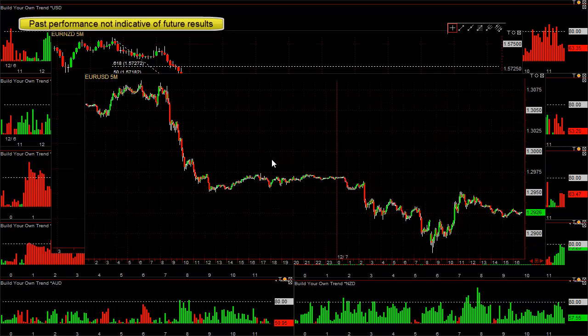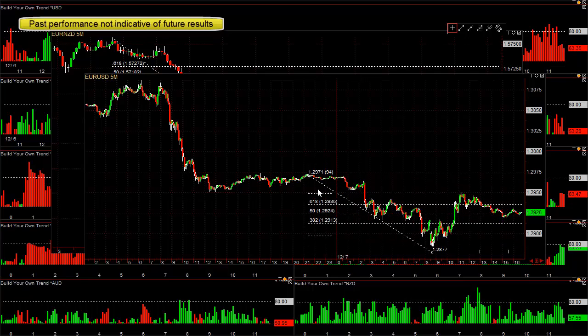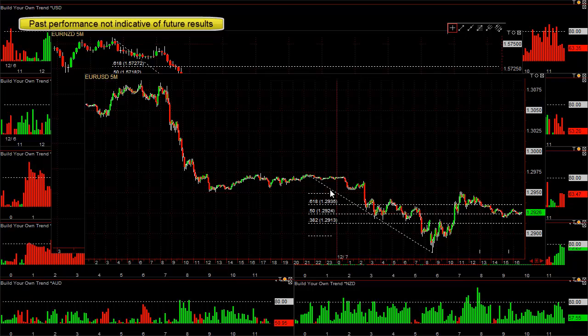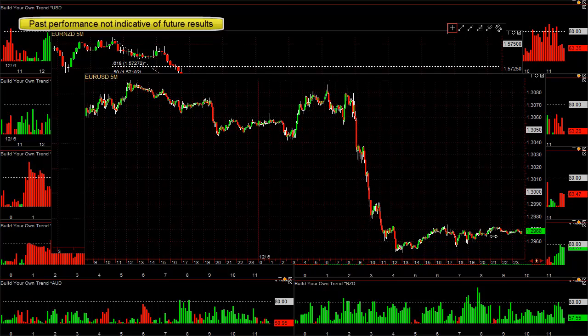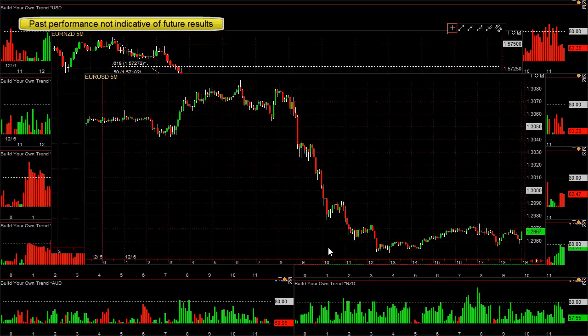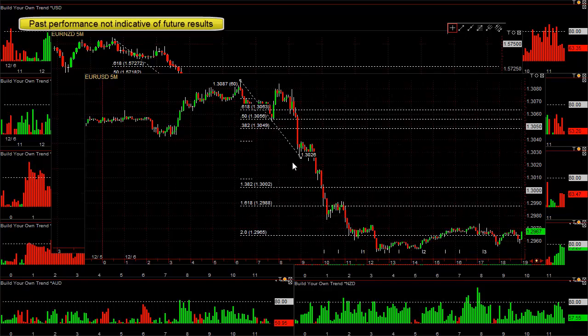From the high here to the low, notice the 78.6% level pretty much tagged to the pip. And so these tools are designed to be used in a couple different ways. On very strong trend days, for instance like yesterday, markets do not retrace to the 38% level most of the time, but they do retrace to the 23.6 level, which is this right here.